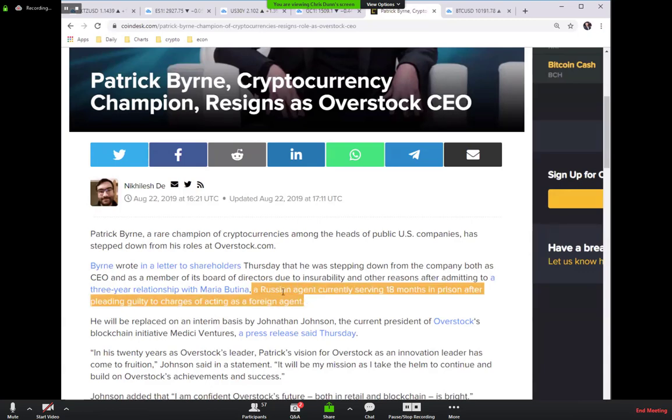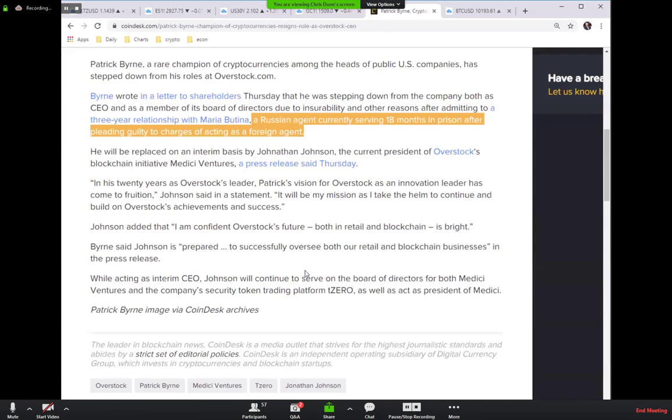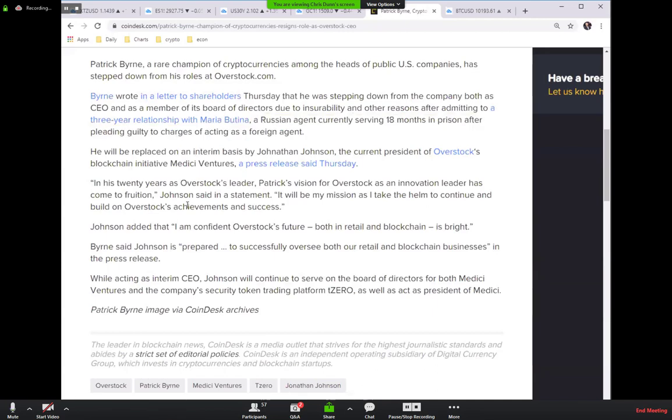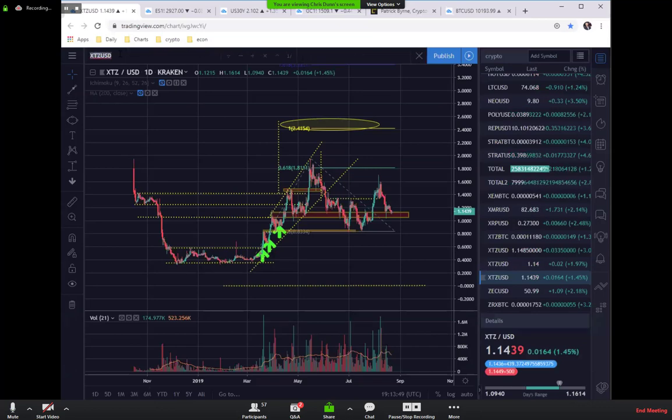Wait, what? Hang on. He will be to ensure and other reasons after admitting to a 3-year relationship with a Russian agent currently serving 18 months ago. Oh. Okay, wait. What? Okay, let's check the stock. Overstock. So he's dating a Russian agent.